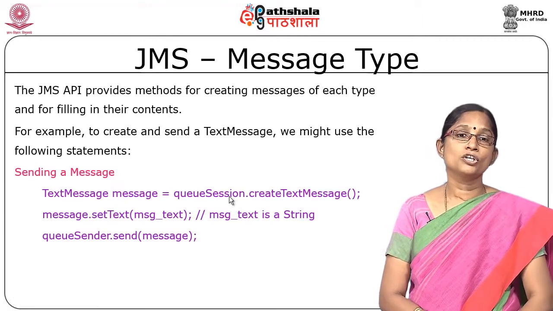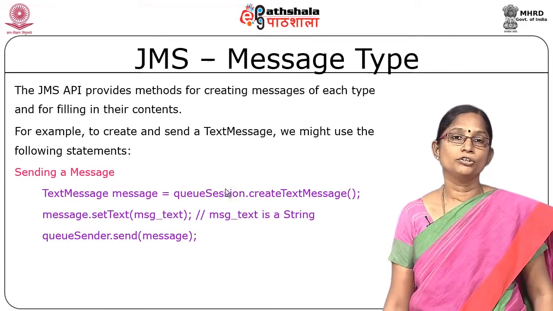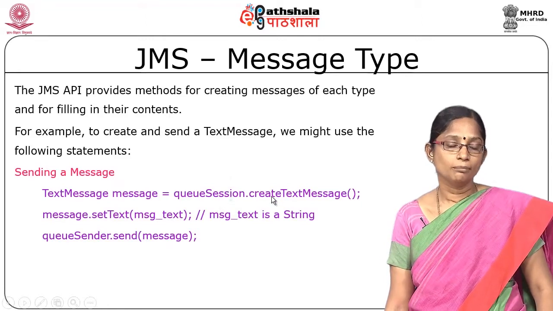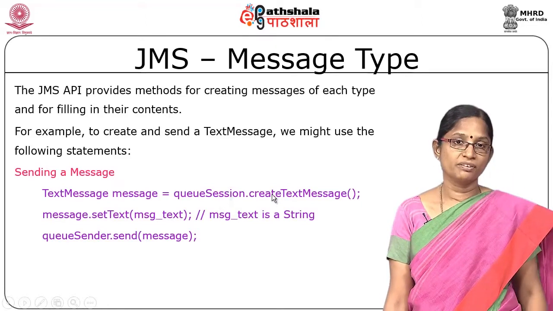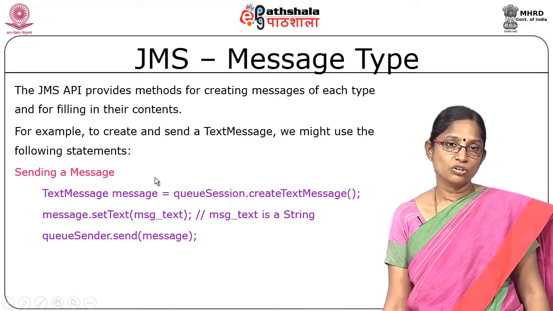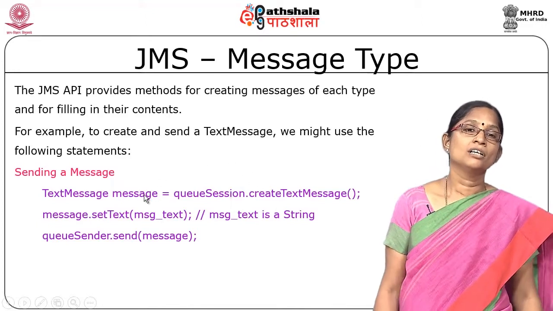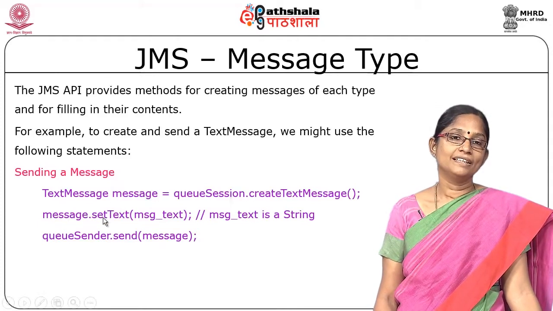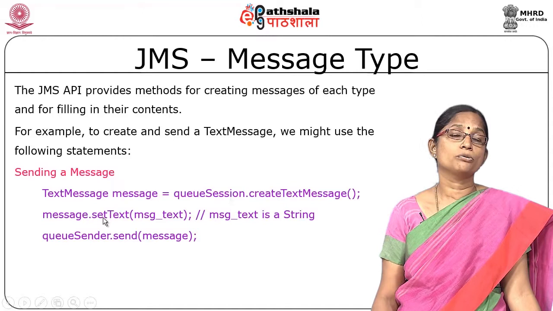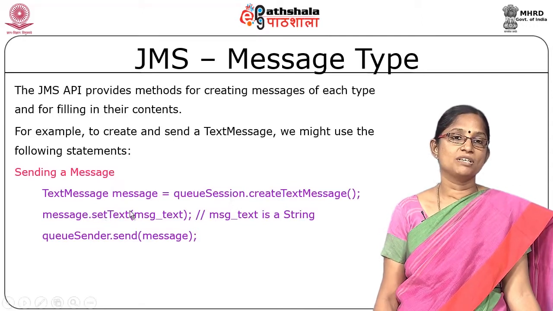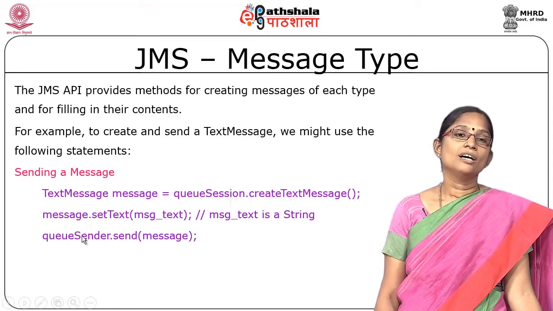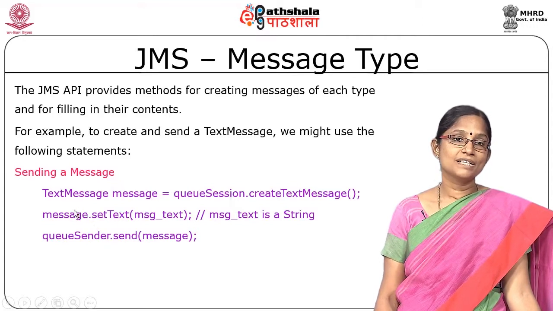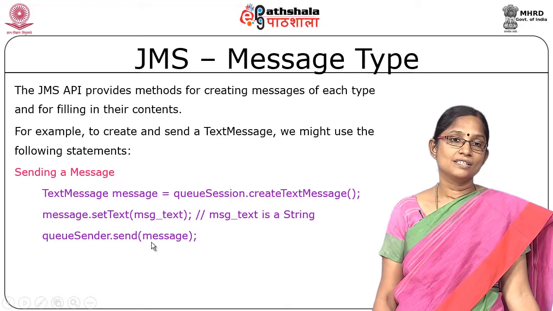Since we are using queue object here, we are making use of queue session object. Only over the session object we can call the method create text message. Again, in create text message, we are sending the message handle. Over the message handle, now we are going to set the text, that is which text we want to send to the destination, that has been set here. Now, once the message has been set, using the send method, this message can be sent to the destination.